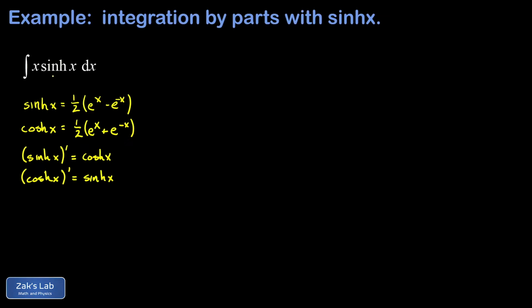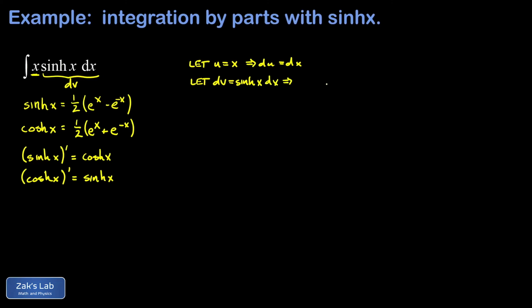Now back to the integral. We have x times sinh of x, and this is a classic integration by parts type of integral. We're going to let u be equal to x for our integration by parts substitution, because when we take the derivative of that, it becomes simpler. So here we go. We let u equal x. That means du is dx. The other part of the integral is what we call dv.